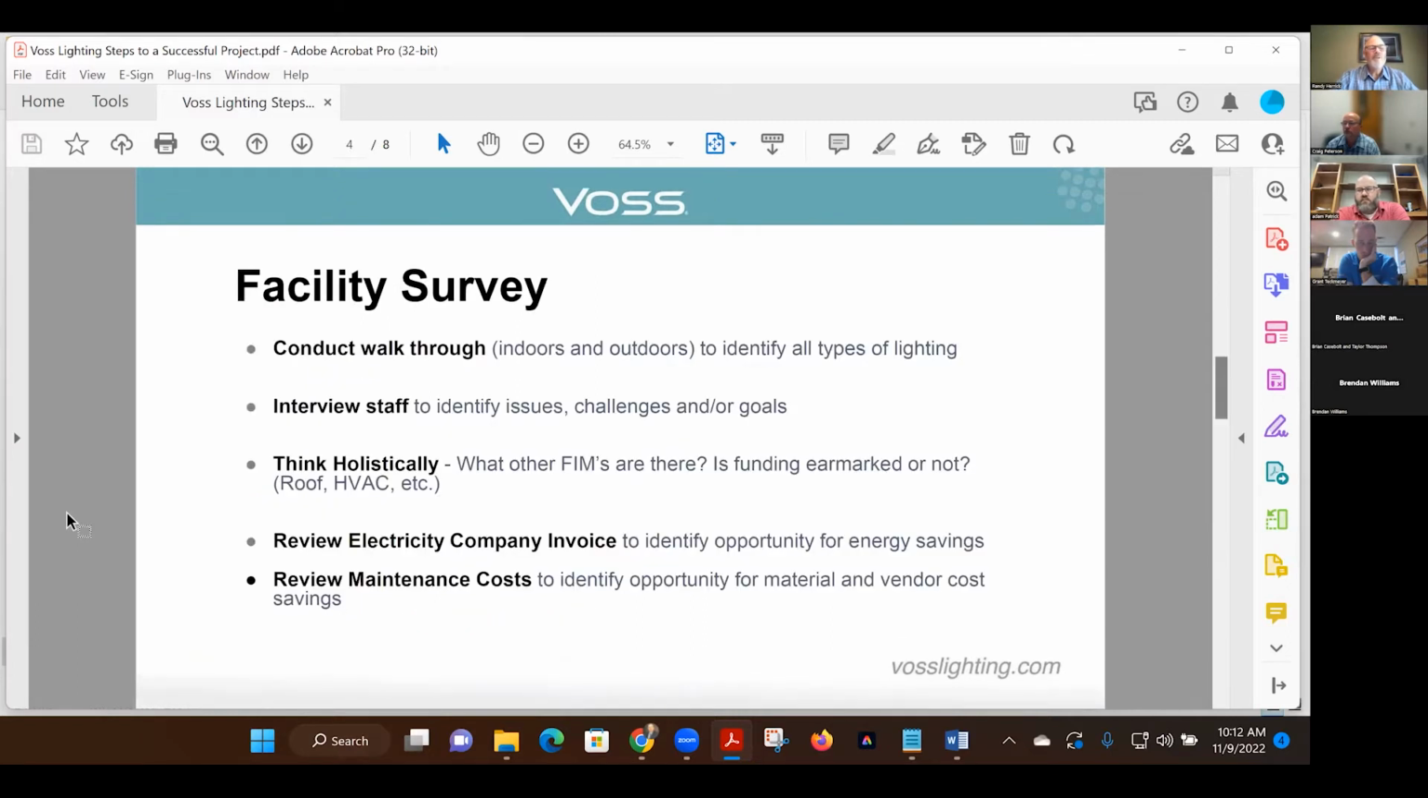No. Okay. So then we go into the facility survey, and this might seem just black and white. We're going to do our walkthrough. We're going to look outdoors. You may be thinking, okay, let's focus on the classrooms, or let's do a gym upgrade, but we'll look outdoors too and see, is there proper coverage?